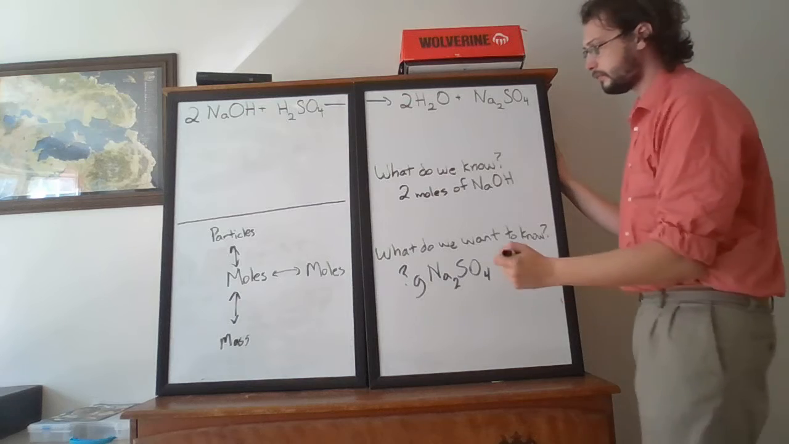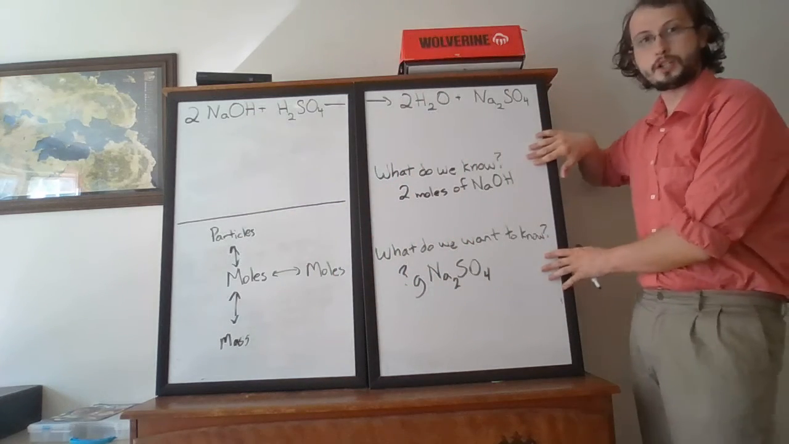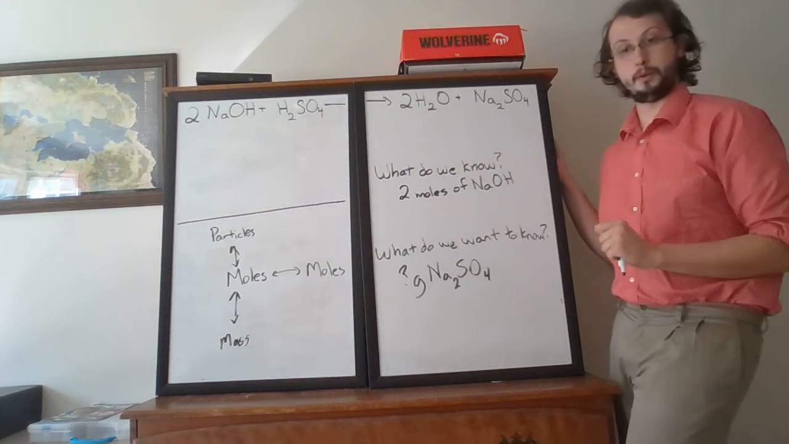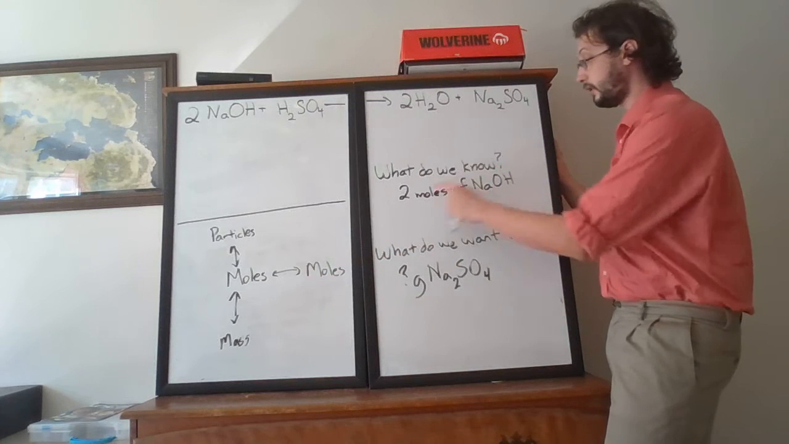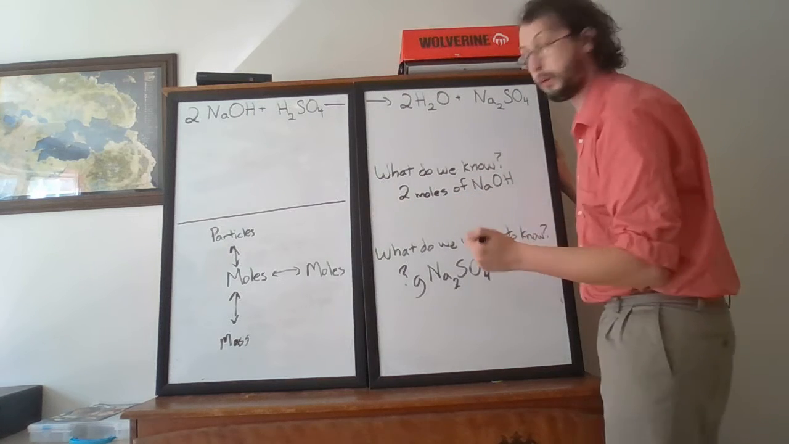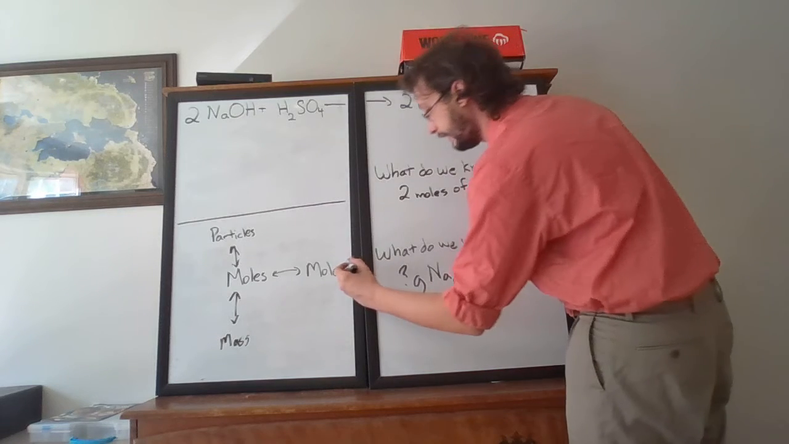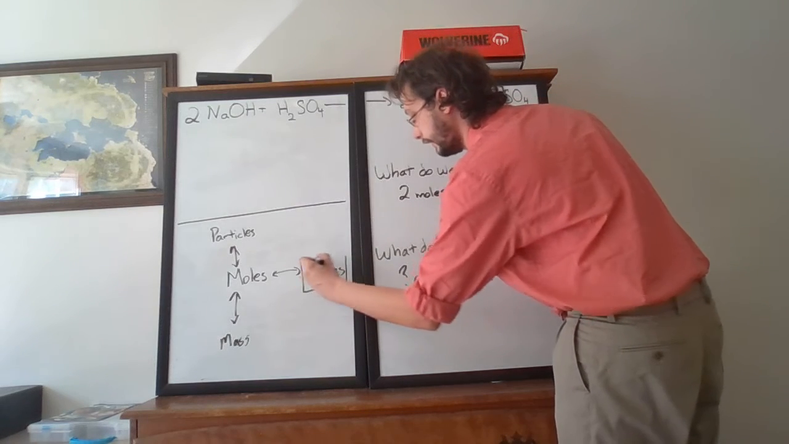So, we're going to go over here now to this graphic organizer. We're going to take these questions and figure out where we're going. So, what do we know? Sorry, what do we know? 2 moles of sodium hydroxide? Well, that's where we're starting. So, that unit is moles of sodium hydroxide, and I'm going to assign it this moles over here.